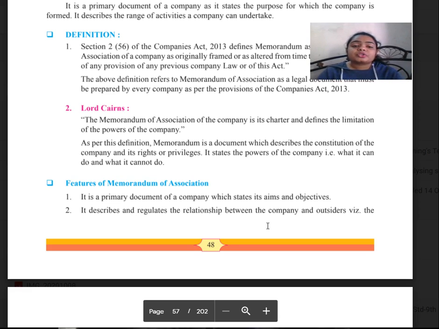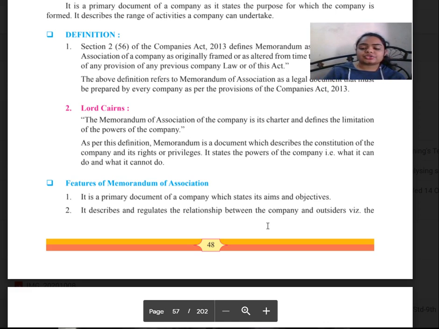So memorandum is clearly a charter, or defines the limitation of the powers of the company. So memorandum is a document which describes the constitution of the company, its rights and its privileges, and it also states what powers it has and what a company can do and what a company cannot do.